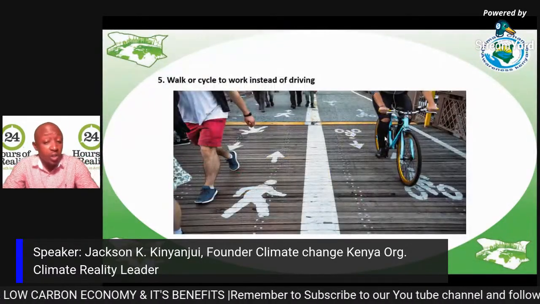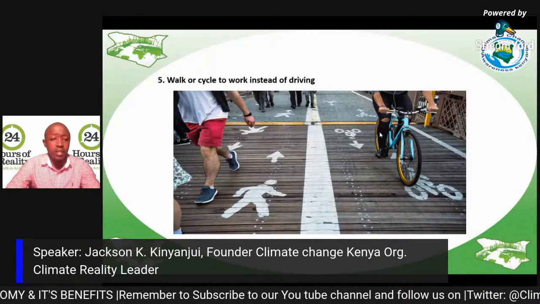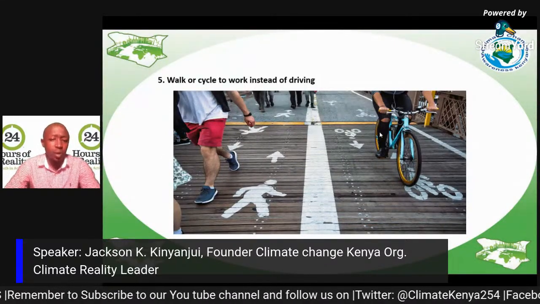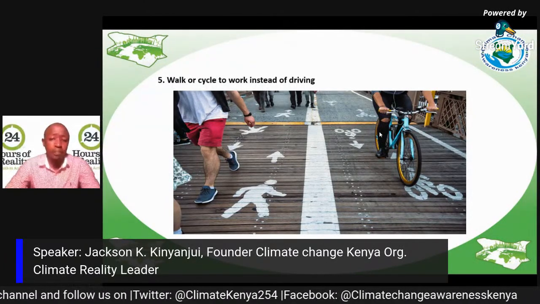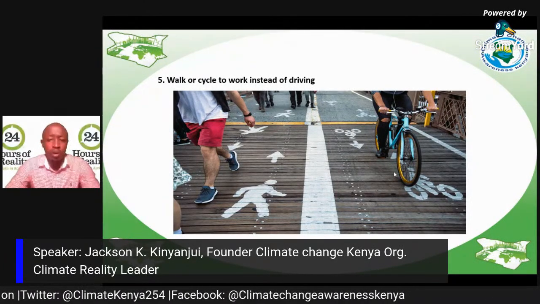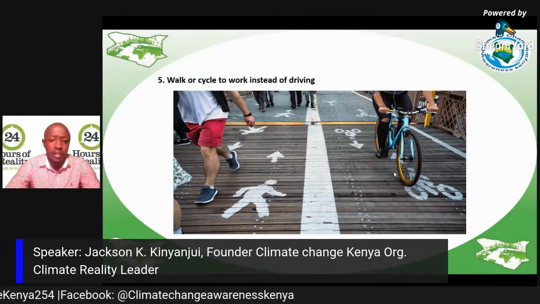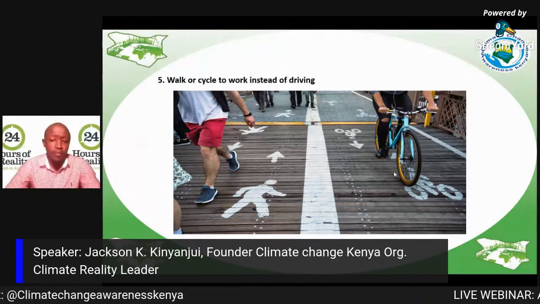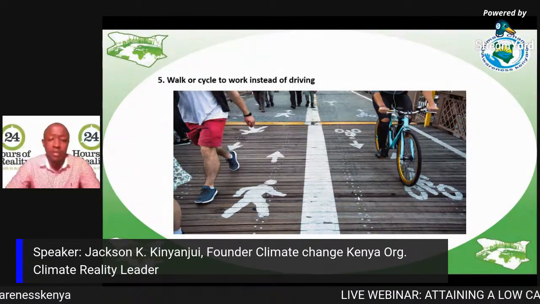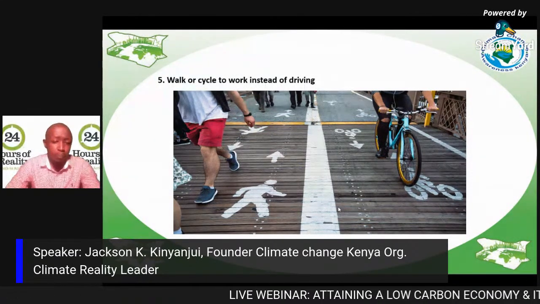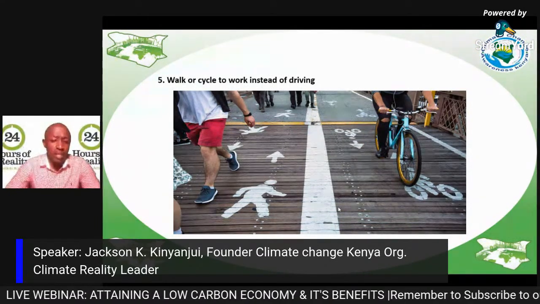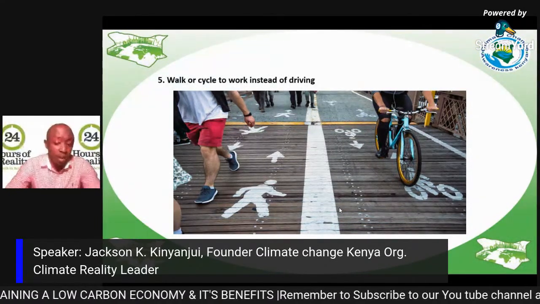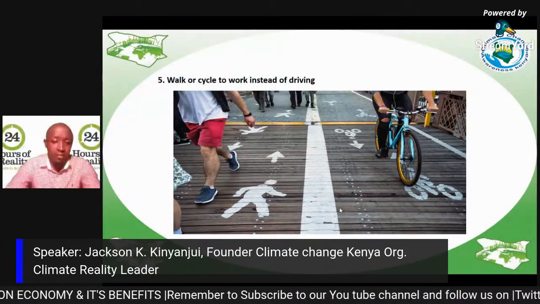The other way to reduce our carbon footprints is by governments or countries embracing walking or cycling to work instead of driving. This can only be made possible by these nations creating pathways for bicycles, as you can see from the slide in front of you, and pathways for people to walk. Once you do this, people will be able to embrace bicycle riding and walking to work as opposed to using vehicles.